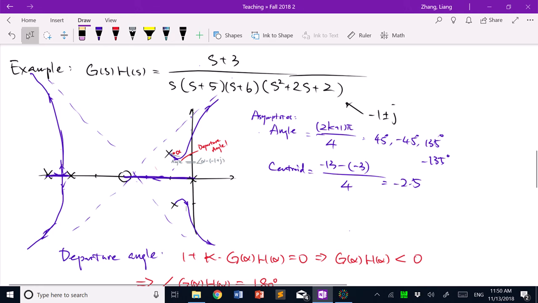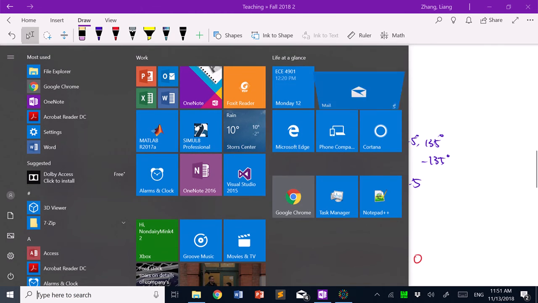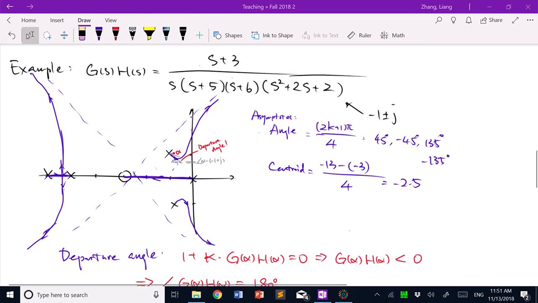Now, if I want to justify this answer using the actual root locus, I can use MATLAB to do the calculation. Let me just start MATLAB, which will take a minute. But meanwhile, let's again look at this particular system.